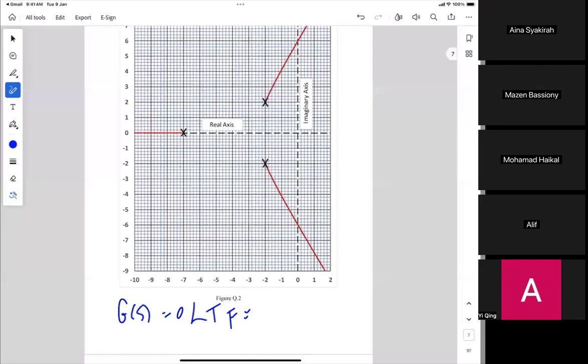Open loop transfer function. Doctor, he went to the toilet. Okay. Muhammad Haikal. Yes, doctor. Open loop transfer function, please.